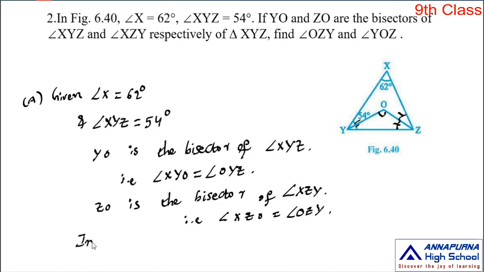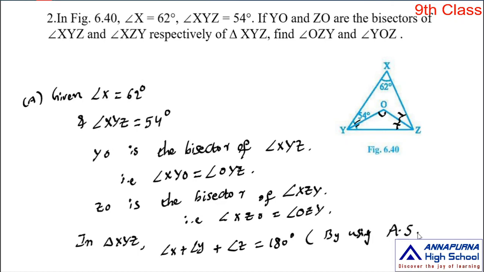In triangle XYZ, see the figure, by using angle sum property, the sum of all interior angles of a triangle is 180 degrees. So angle X plus angle Y plus angle Z is equal to 180 degrees. ASP means angle sum property.